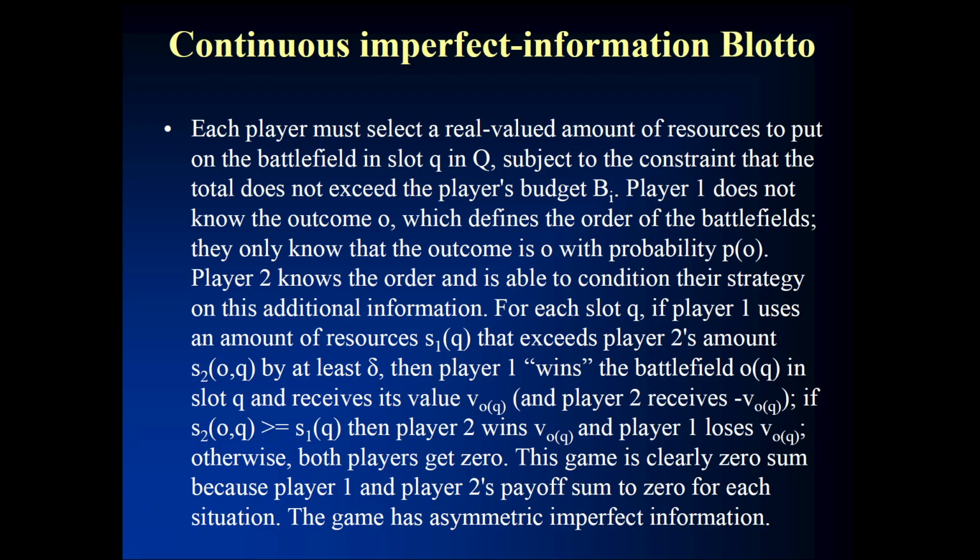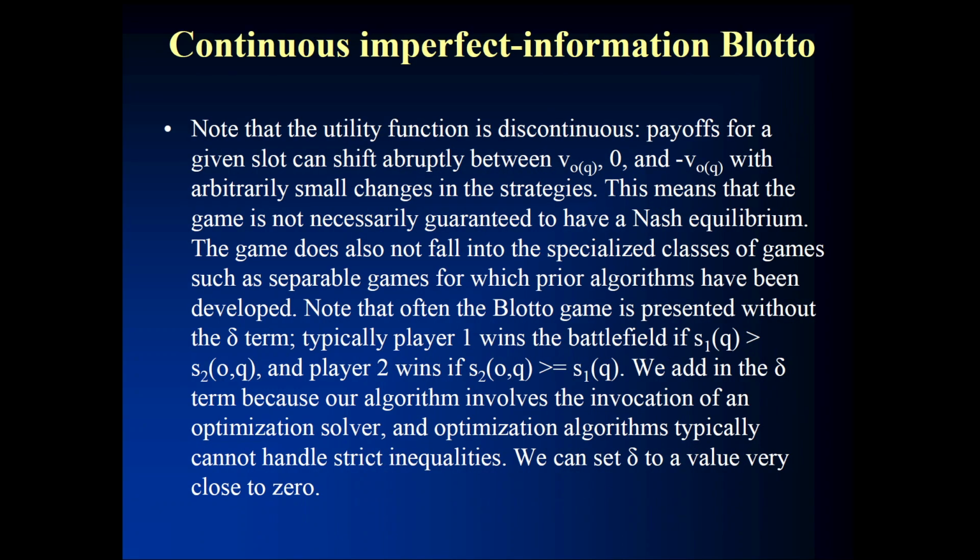This is just sort of repeating that. The game is zero-sum because the payoffs sum to 0, and this game has asymmetric imperfect information. Note that the utility function here is discontinuous. It can shift abruptly between the value 0 and negative the value, and so it doesn't satisfy the condition of the theorem I mentioned, doesn't fall in other specialized classes, and so there's no guarantee that this even has a Nash equilibrium, and there aren't other algorithms that apply.